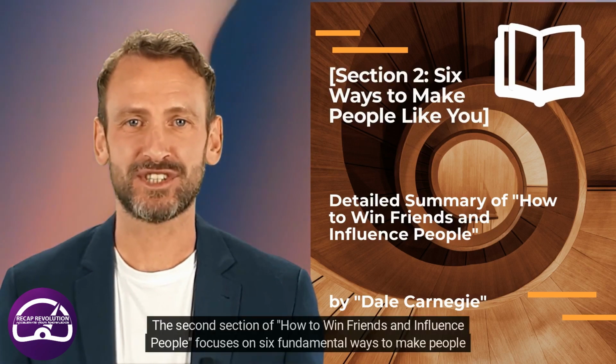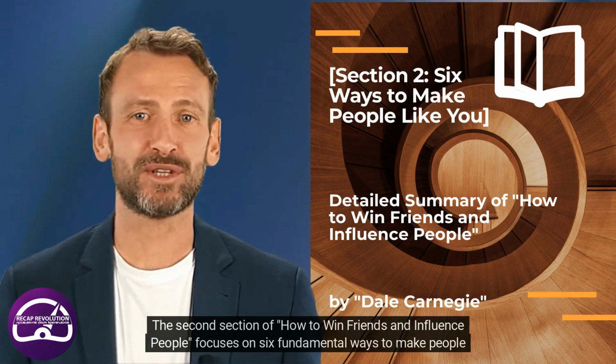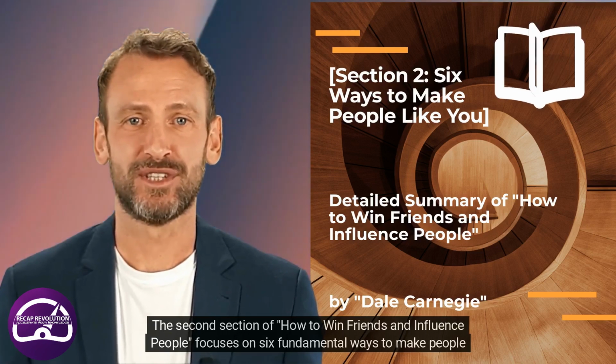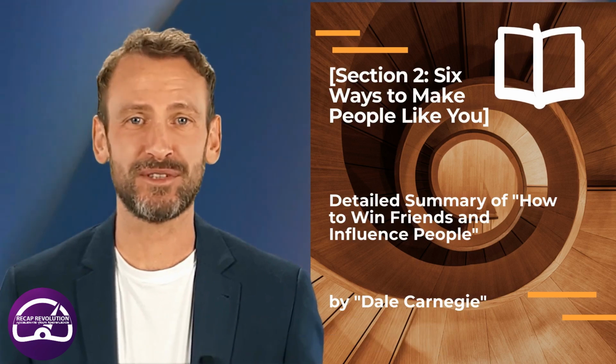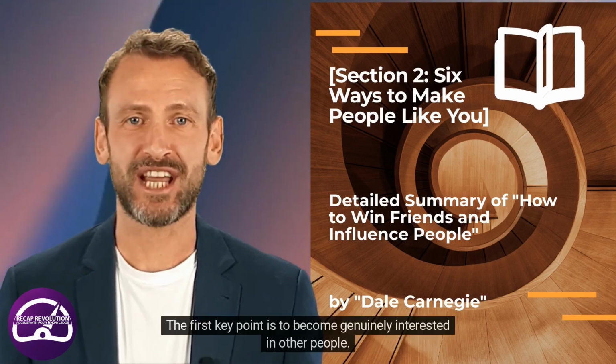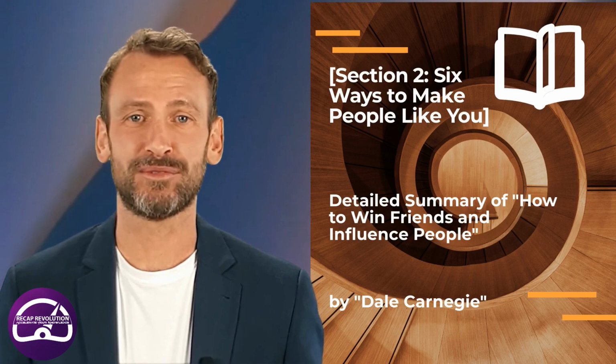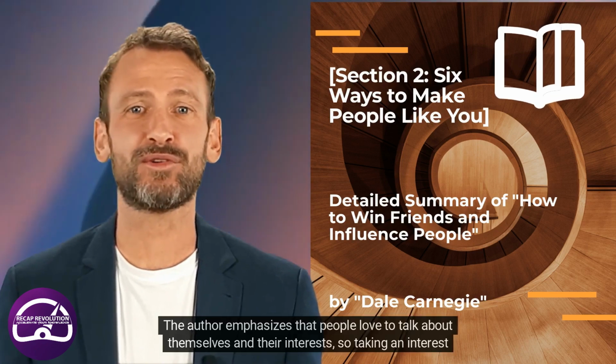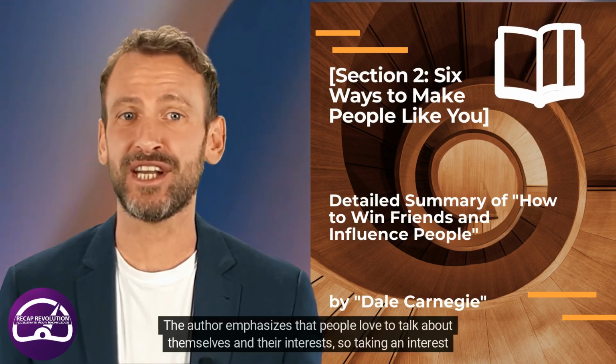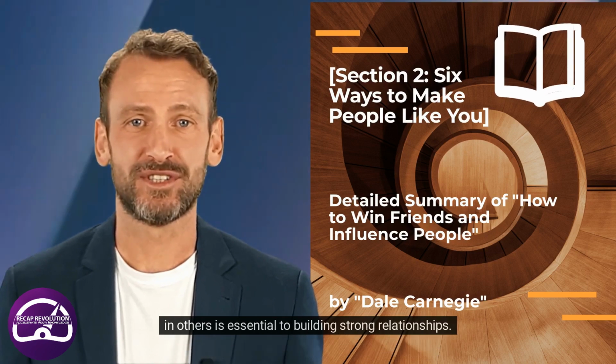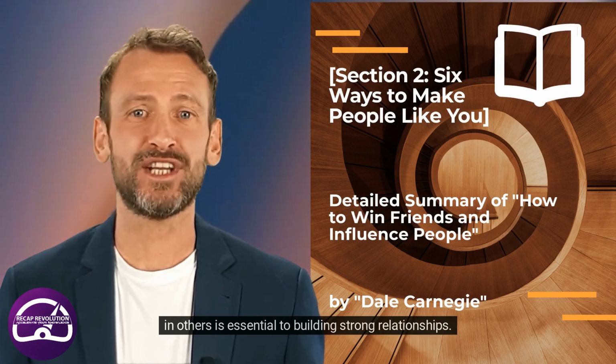The second section of How to Win Friends and Influence People focuses on 6 fundamental ways to make people like you. The first key point is to become genuinely interested in other people. The author emphasizes that people love to talk about themselves and their interests, so taking an interest in others is essential to building strong relationships.